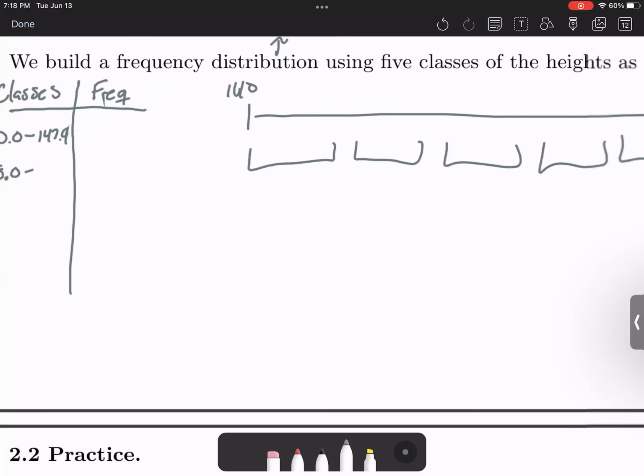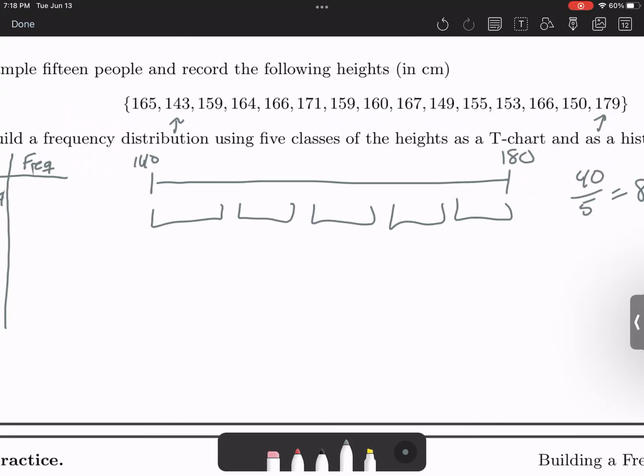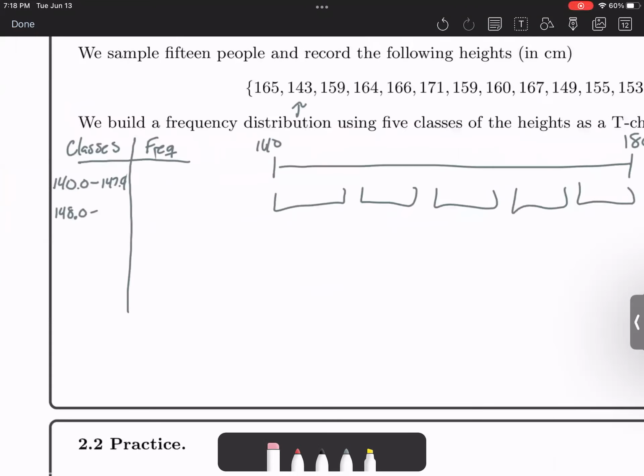Now, notice that I'm measuring out to the tenths place when my data is given to me without any decimals. That's because I don't want my first class to start at 140 and end at 148, and then my next class to also begin at 148. Because if I have a height of 148 centimeters, does it go in the first class or does it go into the second class? So to avoid that, we measure to the tenths place, and now all of our data is going to fall into one and only one class.